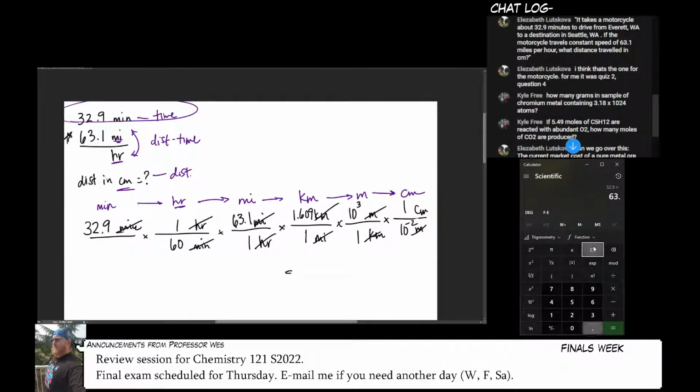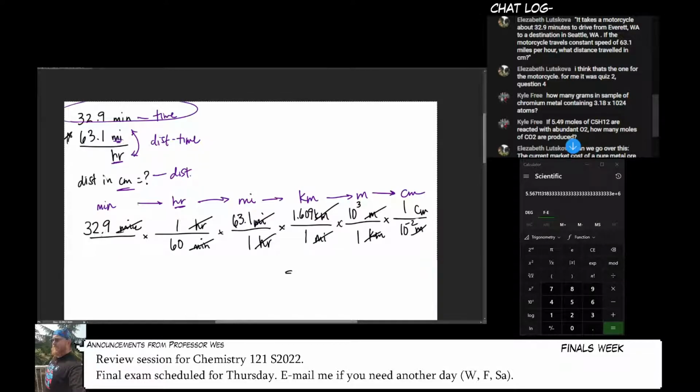32.9 times 63.1 times 1.609 times 10 to the 3 divided by, parentheses, 60 times 1 times 10 to the minus 2. And so we get that many centimeters. That's not really super helpful. So I'm going to write it in scientific notation.